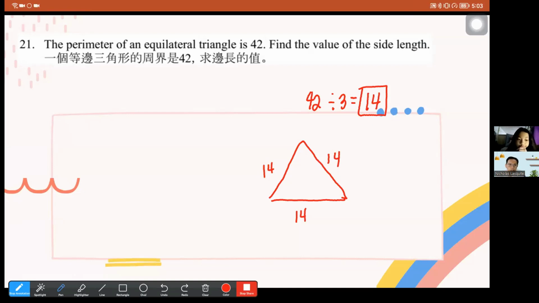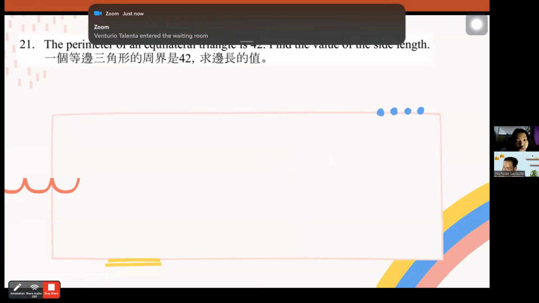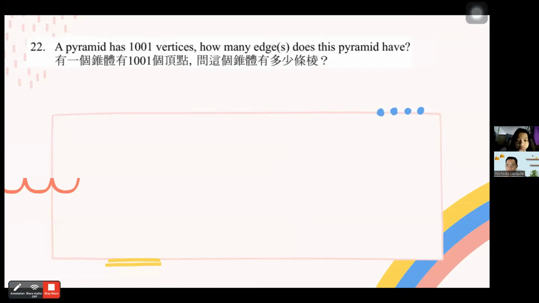Okay, let's continue with number 22. I think number 21 is very easy, as long as you know the definition of an equilateral triangle, an isosceles triangle, etc. Okay, let's have number 22. A pyramid has 1001 vertices. How many edges does this pyramid have? What do you think?